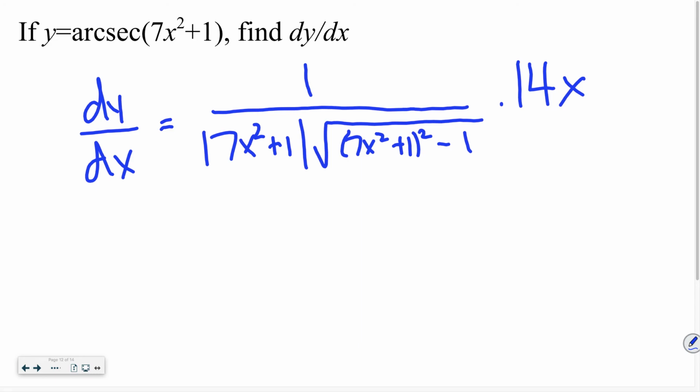All right. Does yours look like mine? Okay. Since your rule was arcsecant of x, wherever there was an x, you had to replace it with that inside, 7x squared plus 1. And then applying the chain rule, we need to multiply by 14x.